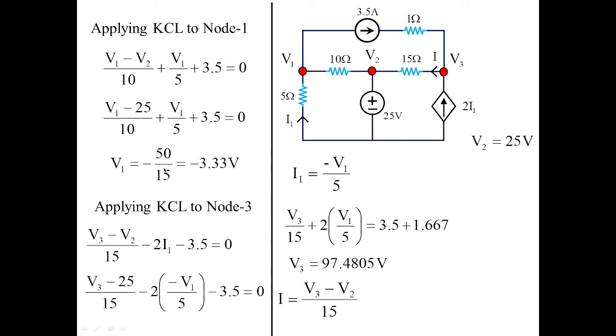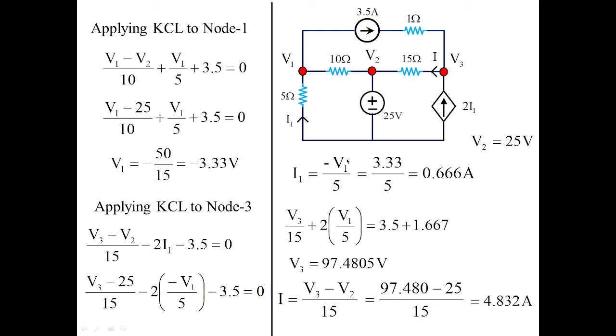Once we obtain the node voltages V1, V2, the given value, and V3, we can obtain the value of branch current I, which is nothing but (V3 minus V2)/15. Substituting the values of V3 and V2, I get the current as 4.832. If you observe keenly, we have obtained the same result as when we applied mesh analysis. Similarly, we apply the value of V1 to obtain the current I1, which is 0.664 amperes. This is quite similar to the current we obtained in method 1 as equation 4. Please cross check and verify your results.